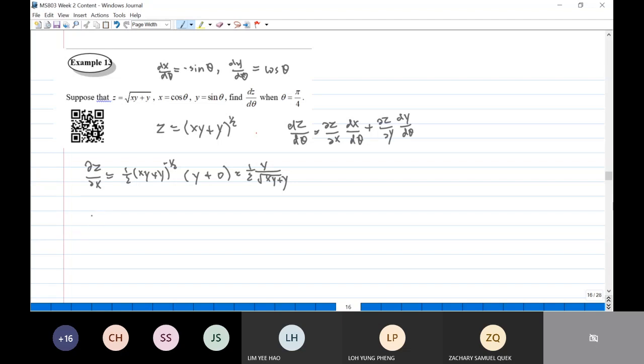Okay, then the partial differentiation of z with respect to y. Keep x as constant now. The same first term. Then differentiate with respect to y. So xy, you get x here, then 1. So this is actually half of x plus 1 over the square root of xy plus y.